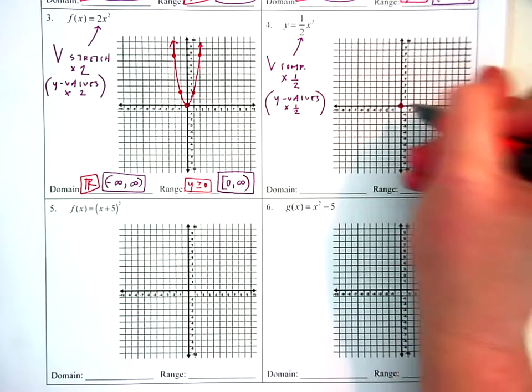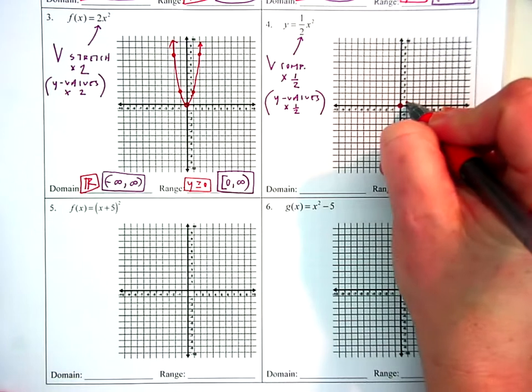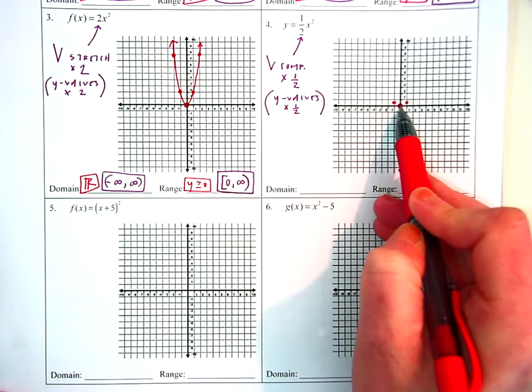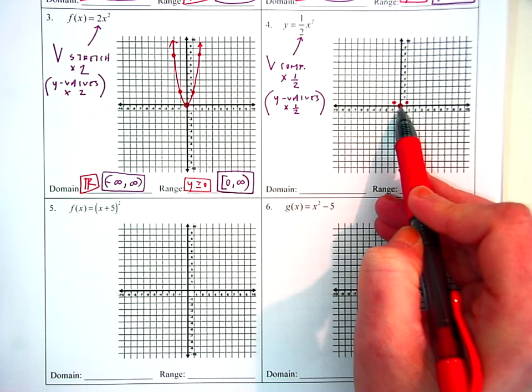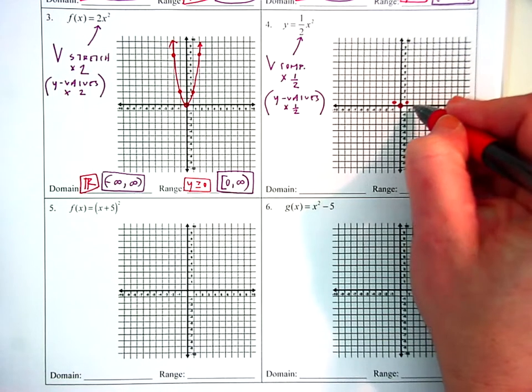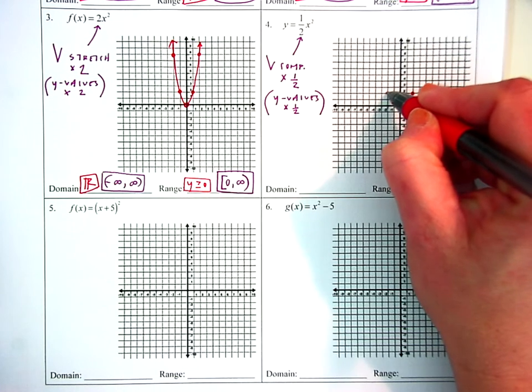There's my vertex. Normally, I would go over 1 and up 1, but instead of going up 1, I'm going to go up half of 1. Half of 1, here and here. Okay, back to the vertex, back to the origin. My next set of points, I would normally go over 2 and up 4, but instead of going up 4, I'm going up half of that. So over 2 and up 2, here and here.